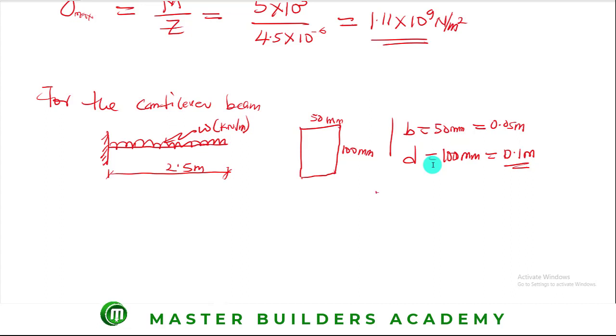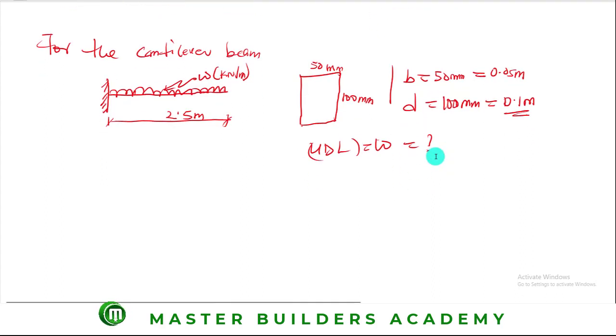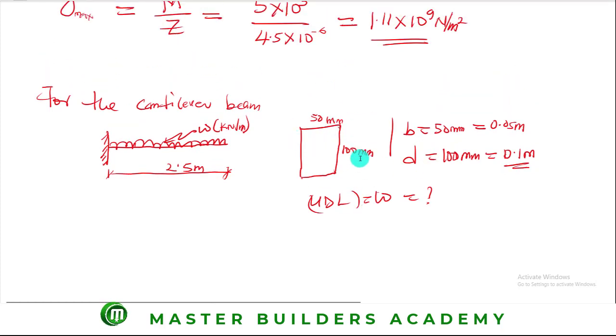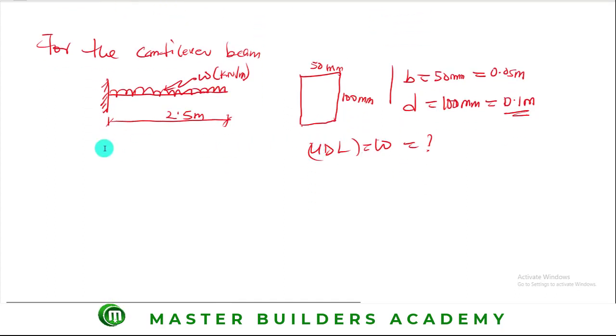Again, the load is what we are looking for, which is the UDL. This is the load that we are looking for, unknown. So this is what we have to calculate. One of the things that you just need to do now is to calculate the section modulus for this material, then calculate the moment, and then calculate the bending stress. All right, so let's start with the section modulus.